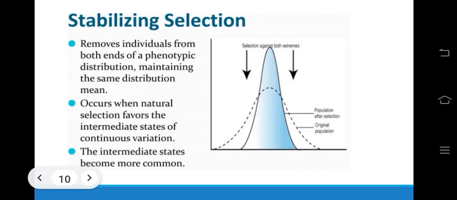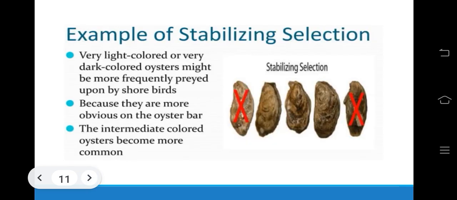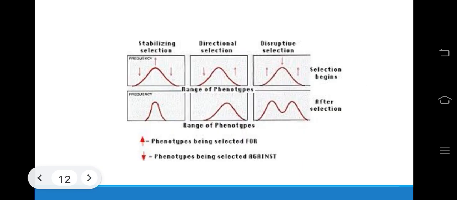Then stabilizing selection removes individuals from both ends of the phenotypic distribution, maintaining the same distribution mean. It occurs when natural selection favors the intermediate states of continuous variation. The intermediate states become more common. Example of stabilizing selection: very light colored or very dark colored oysters might be more frequently preyed upon by shore birds because they are more obvious against the oyster bar. The intermediate colored oysters become more common.